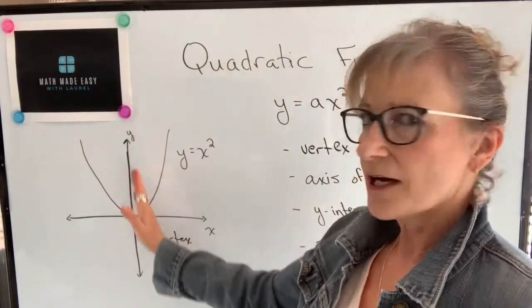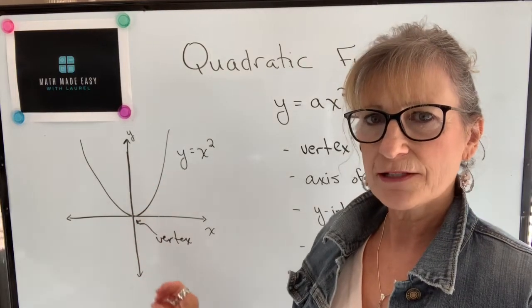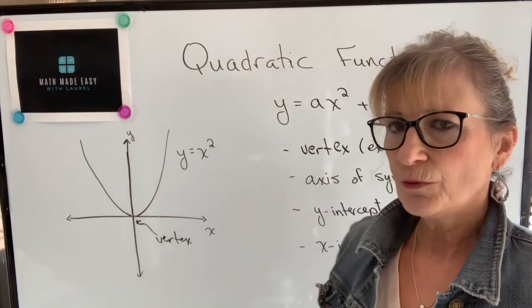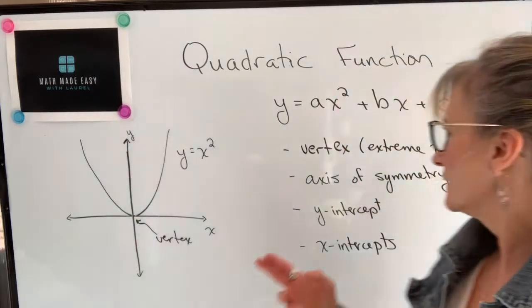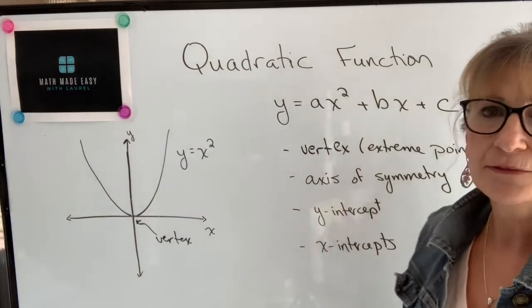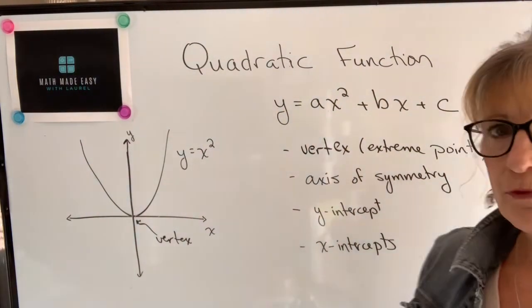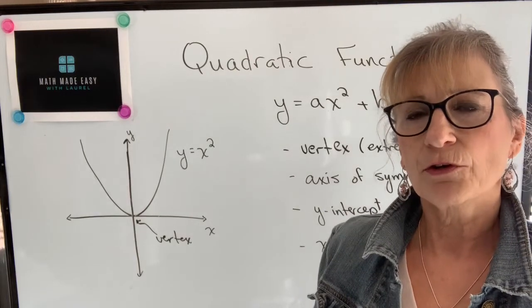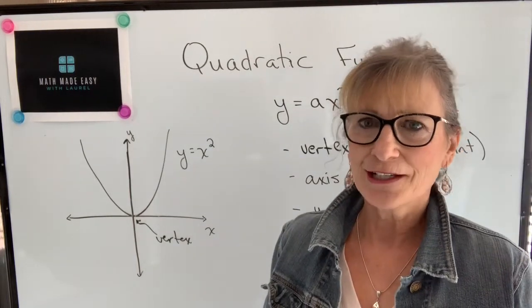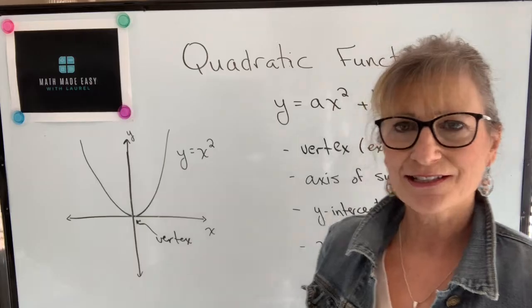Then we know there's an axis of symmetry through that vertex. Some other really helpful information in graphing that is the y-intercept. And then we find x-intercepts if there are any. So let's take a look at a few examples to demonstrate this.